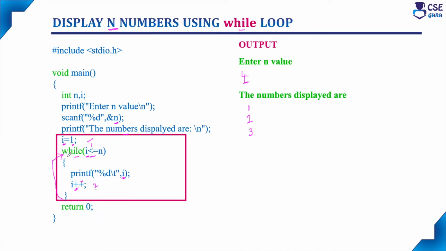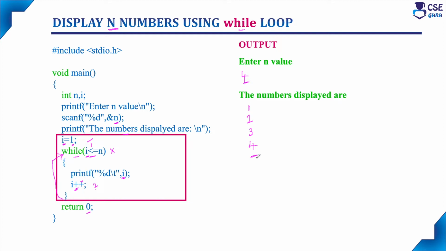Next again it will check the condition whether 4 is less than or equal to n. 4 is equal to n, condition true. Then it will print the I value 4. Next I gets incremented to 5 and it will check the condition whether 5 is less than or equal to n. Condition fails. So now this while loop will exit and control will go to the next statement in the C code, that is the return statement. Now it will return the output in the output screen.